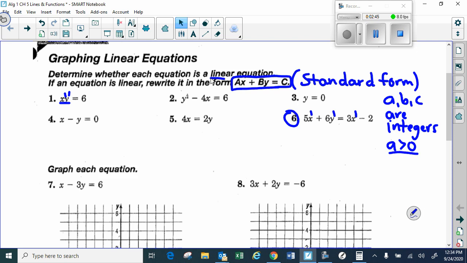Well, that tells me then I'm going to have to move the 3x across, smaller to the bigger side, so it ends up with a positive. So 5x minus 3x is 2x plus 6y equals negative 2. So I get the x and y terms on one side, the constant on the other. Okay, doesn't matter what side. Okay, we have it right there. There's that answer. Same form as that.